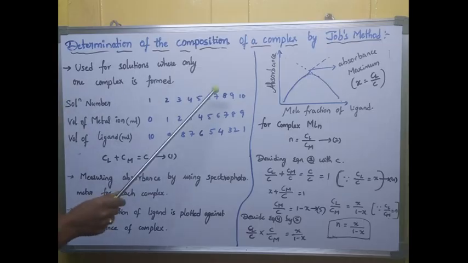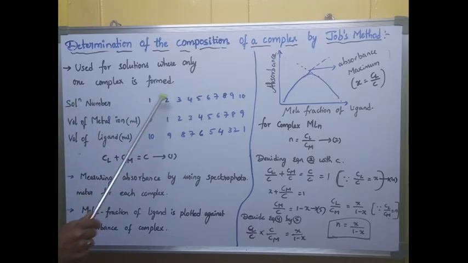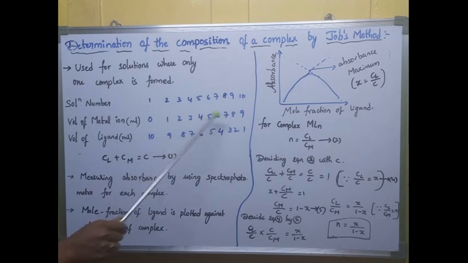In the beginning, I'll take different solutions and number them as different samples. I'll take containers and number them 1 to 10. After that, I'll add a volume of the metal in ml and a volume of the ligand in ml to each sample. You can observe the numbers here: 0 ml of metal and 10 ml of ligand in the first sample. Next, the second sample has 1 ml of the metal ion and 9 ml of the ligand. Third sample, 2 ml of the metal ion and 8 ml of the ligand. Fourth sample, 3 ml of the metal and 7 ml of the ligand.